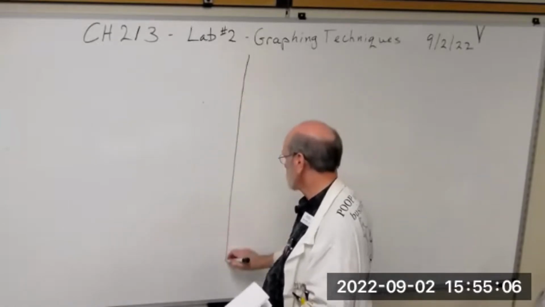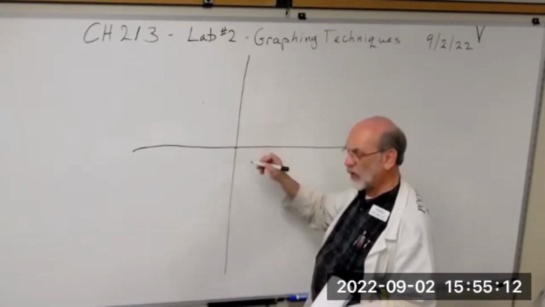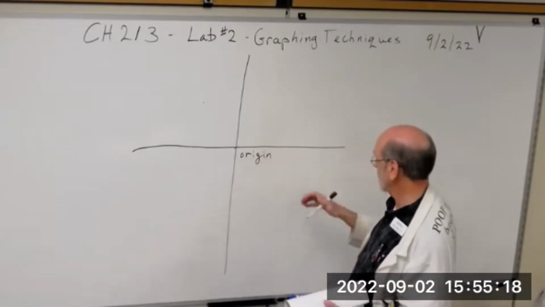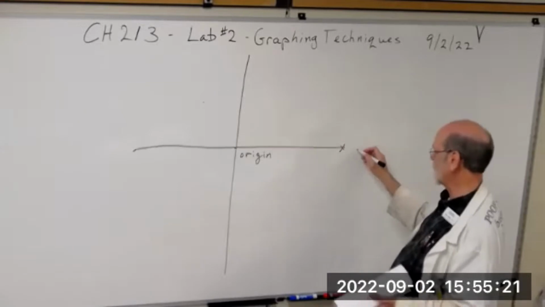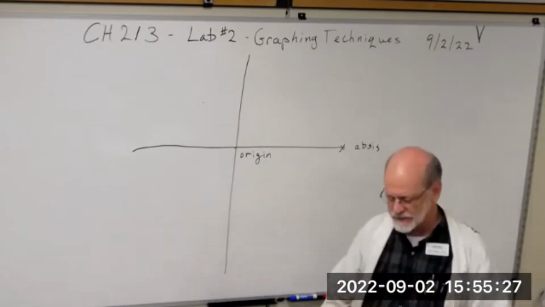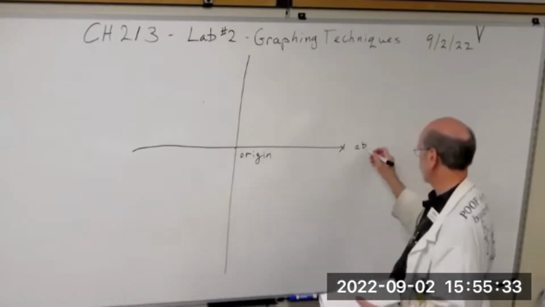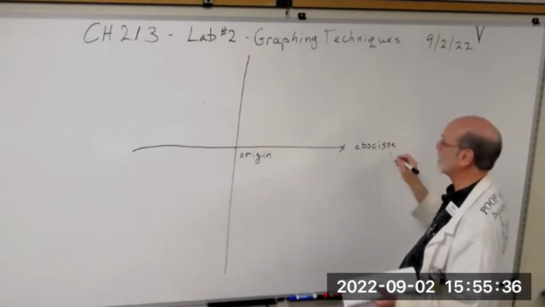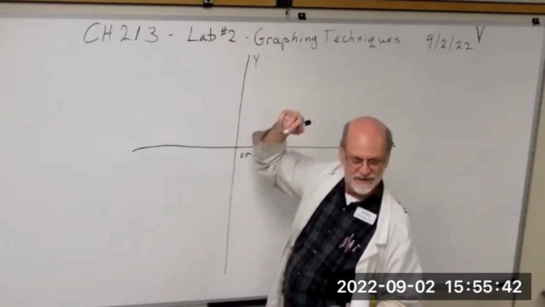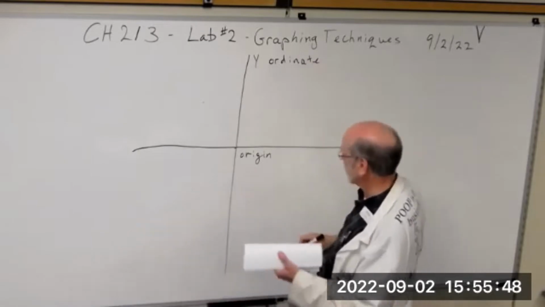Right? So the Cartesian system is basically like that. And it's got a point here called the origin, right? Remember that? And it has an x-axis, which we call the abscissa. Oops, I left out a letter. Okay, and we have a y-axis, which is called, don't remember, the ordinate. Okay.